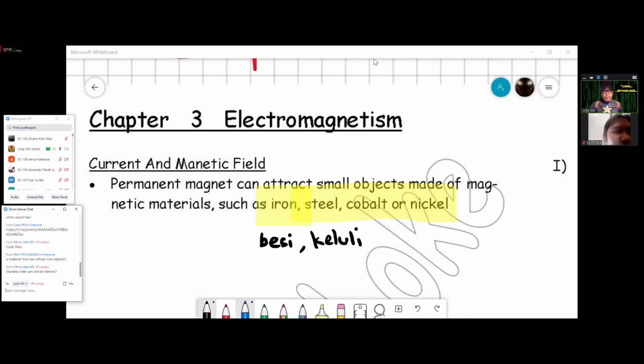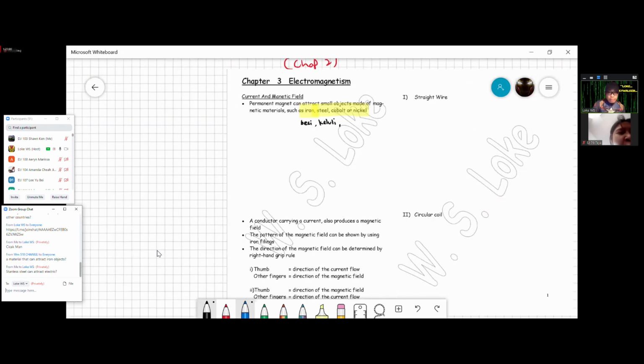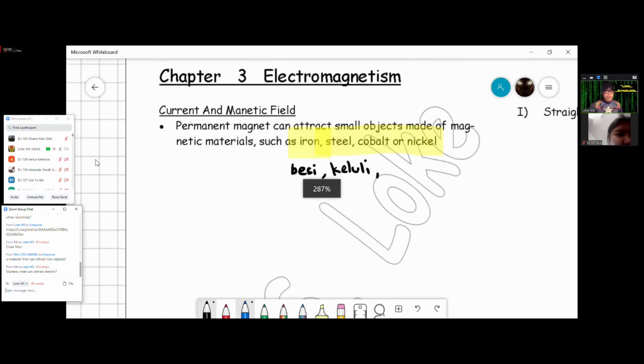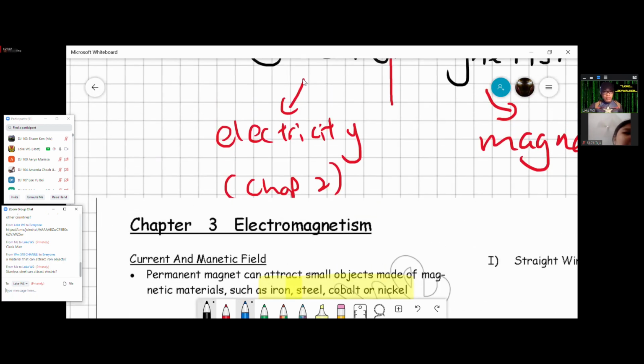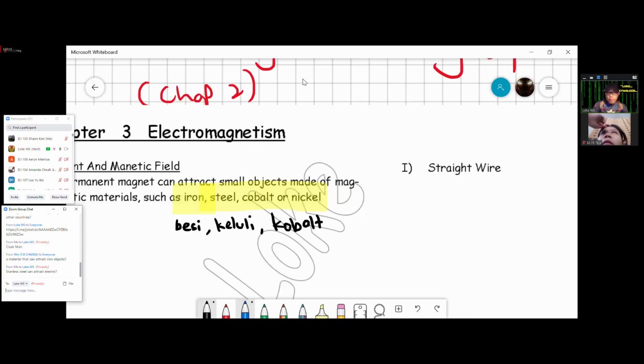Okay, magnets. So first it's called iron. Second, steel. Number 3, cobalt. In Malay, it's still cobalt. What is cobalt? This one is a bit hard for me to explain because in everyday life we seldom see it. And the last one is called nickel. In Malay, if I'm not mistaken, it's also nickel without the C, but I'm not very sure about the term.